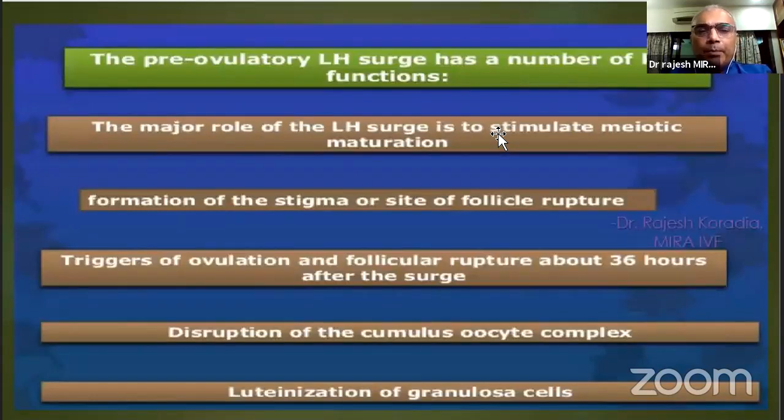So what are the pre-ovulatory events? Because of the pre-ovulatory LH surge, the major role of the LH surge is to stimulate meiotic maturation and formation of the stigma, or the site of follicle rupture. Triggers of ovulation and follicular rupture: about 36 hours after the LH surge, there is a disruption of the cumulus oocyte complex and luteinization of the granulosa cells. Not only that, there is a reduction in the gap junction between the cumulus cells and expansion of the cumulus.